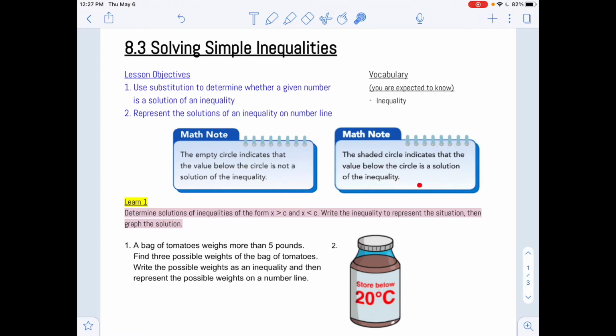So just some math notes for ourselves here, that when we do start graphing, an empty circle indicates that the value below the circle is not a solution of the inequality. So that would be for our greater than or our less than symbols. That would be an open circle that we're using for those two. And then when we have a shaded circle, that would be for our greater than or equal to, or our less than or equal to inequalities. When we're graphing that, we're going to show it with a closed circle. So good to take note of those beforehand before we start solving and setting up our inequalities below.